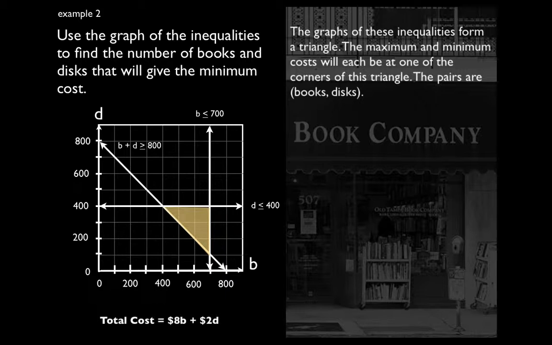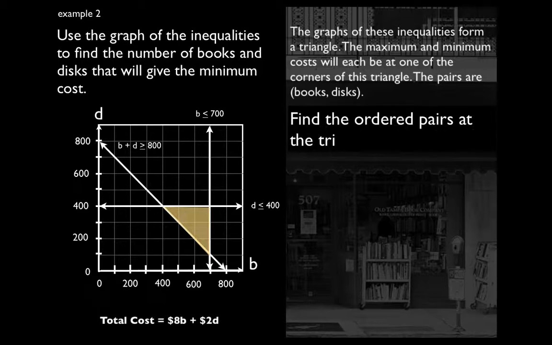So we've graphed this system of inequalities. In the vertical line, you'll see that B is less than or equal to 700. You'll see a horizontal line, and the shaded area represents that D is less than or equal to 400. And in the diagonal line, you'll see that B plus D both have to be greater than or equal to 800 in total. So the yellow area represents all of our possible solutions for this system of inequalities. Let's go ahead and find the ordered pairs at the triangle corner points, because the corner points are going to tell us where the maximum and the minimums are.